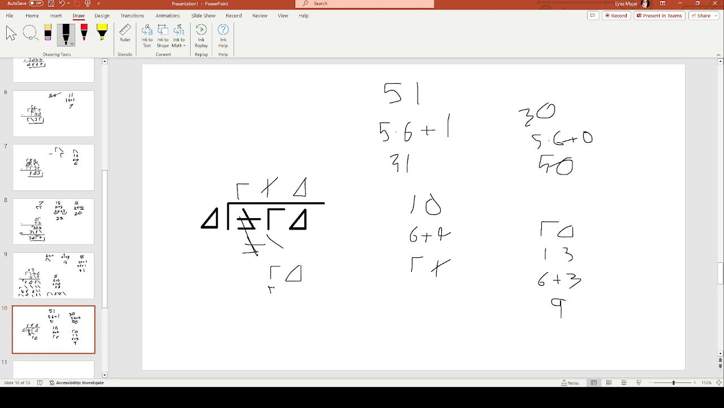So then 3 multiplied by 3 equals 1, 3. And then those cancel out. And then this is your final answer.